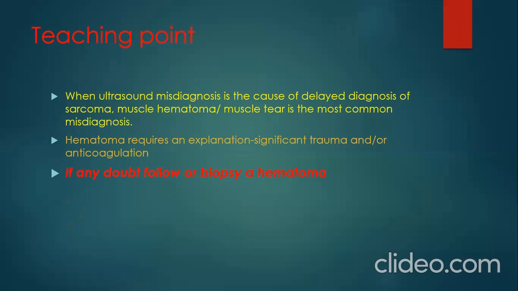But literature says when ultrasound misdiagnosis is the cause of delayed diagnosis of sarcoma, muscle hematoma or muscle tear is the most common misdiagnosis. So what does this teach you or tell you as a sonographer? Whenever you see a hematoma, you need an explanation for it. You need significant history of trauma or a patient taking anticoagulation. And if there's any doubt, just follow it up.